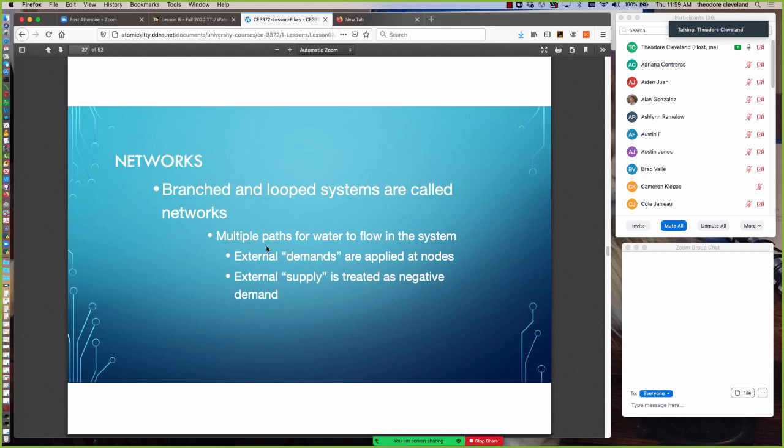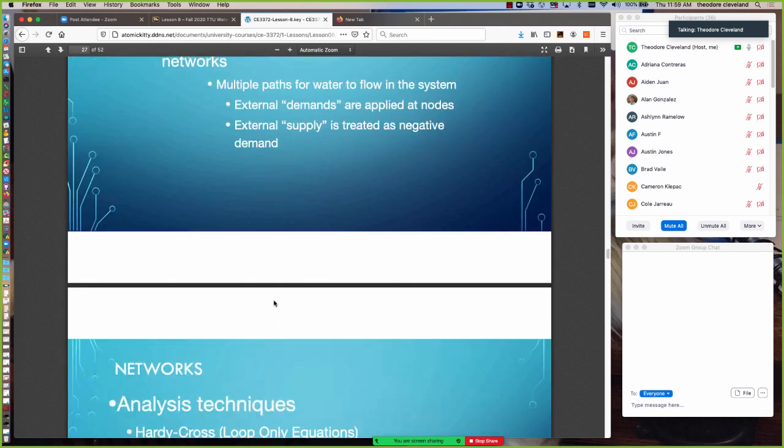So if we combine branches and loops, and not the little ones, into a big problem, what we have is called a network. There's multiple paths for water to flow in the system. The concept of demand are applied at the nodes or the junctions of the network. External supply, if we're going to force it in the network, is treated as negative demand. Alternatively, we can actually have a storage node, they're called fixed grade nodes in the business, and attach that to the network and let the network compute what the supply requirements are for that node.